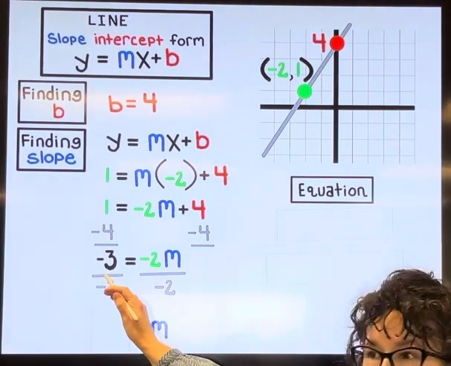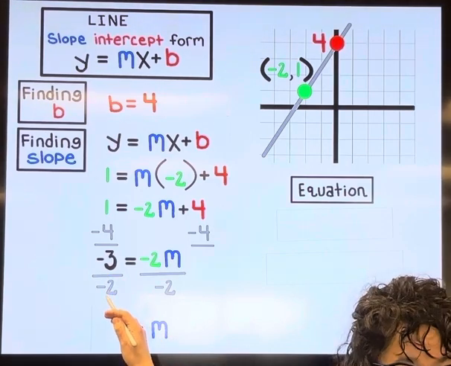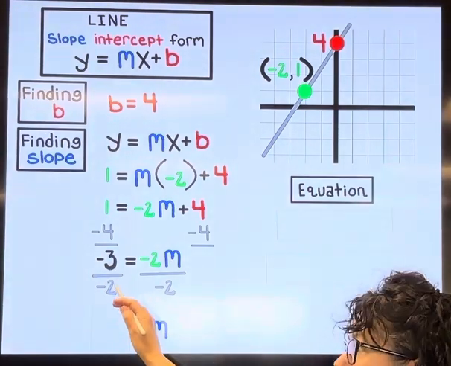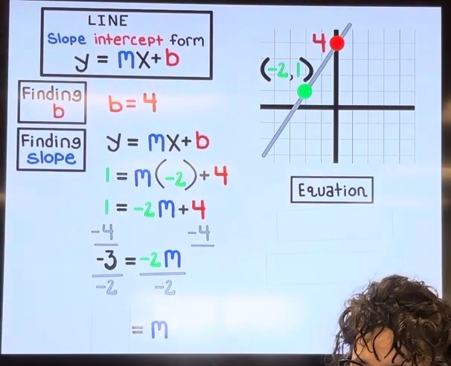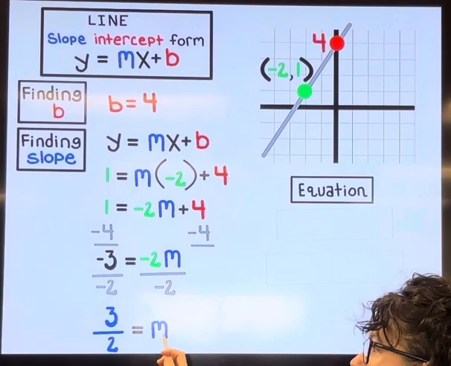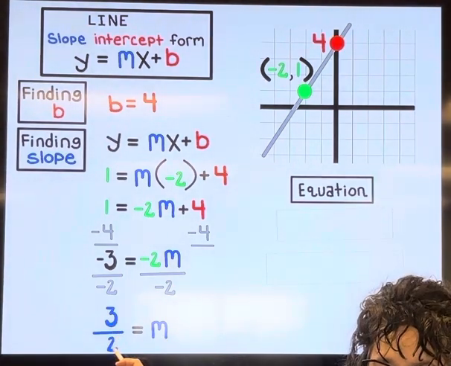And when you have a fraction, this particular fraction doesn't simplify any further. Nothing fits into 3 and 2. So I'm going to keep that 3 over 2, but a negative over a negative is a positive. So my m is positive 3 over 2.